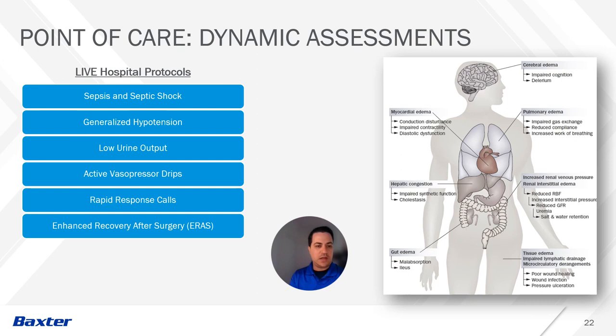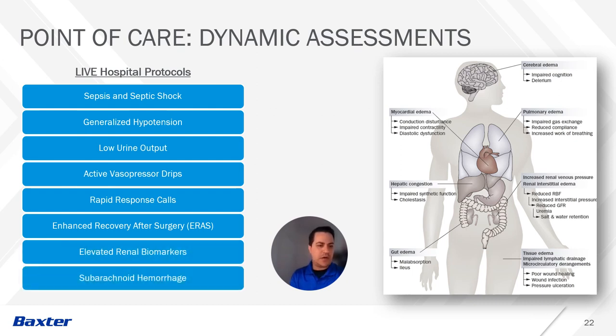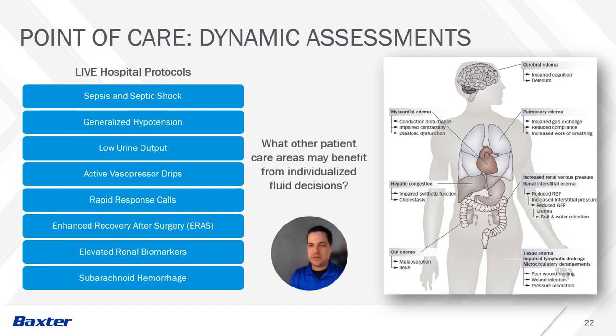Enhanced recovery after surgery. If you're not familiar, this is an OR strategy. There's a fluid management portion of that some hospitals take advantage of. Elevated renal biomarkers and subarachnoid hemorrhage. So these are all active ways that fluid management is being used with bioreactance in various levels of hospitals. We are happy to arrange collaboration with these hospitals or just get with us and we'll help you out. So my question to you is what other patient areas may benefit from individualized fluid decisions?